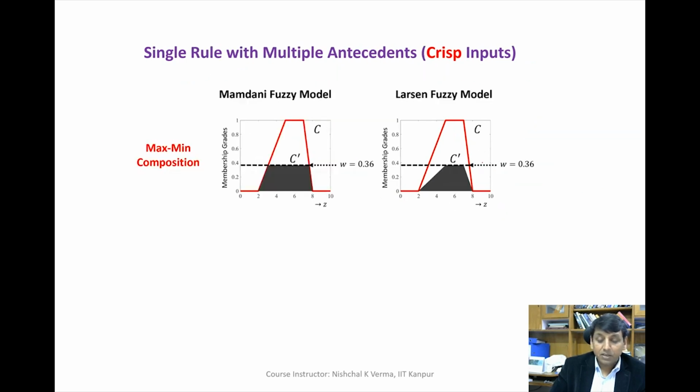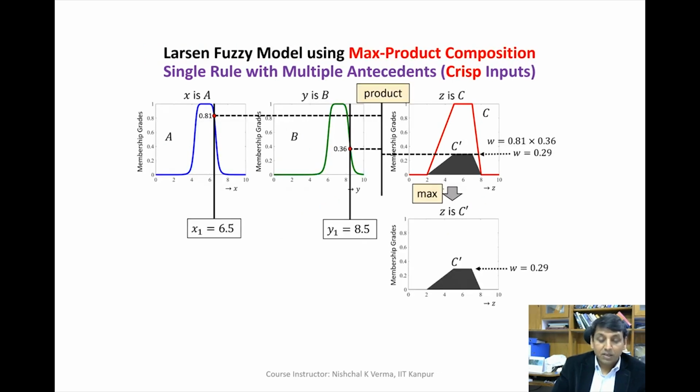So now let us compare this Larsen fuzzy model output for the input that we have supplied with the Mamdani fuzzy model. So let us now compare. We see here that for max min composition we get, in the Mamdani fuzzy model, a truncated output, a truncated fuzzy set, whereas in the Larsen fuzzy model we get the scaled down fuzzy set.